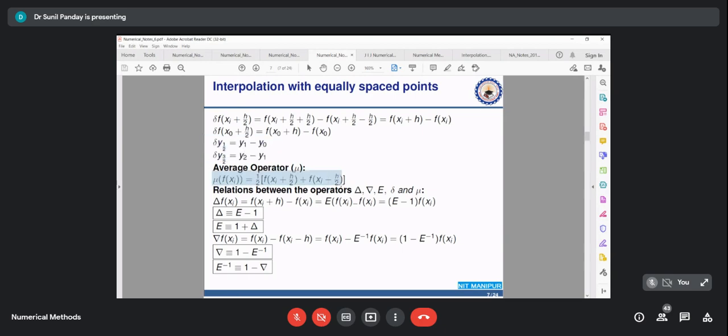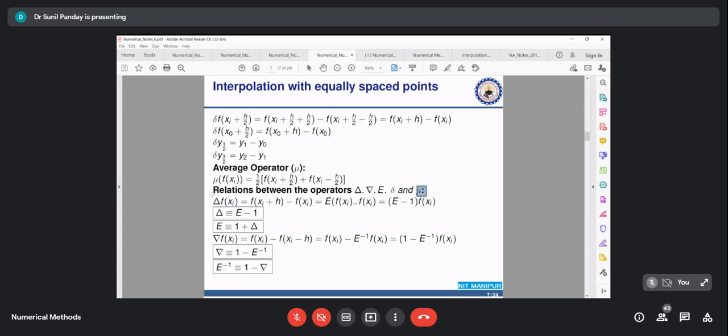Then we have another operator known as the average operator, and we represent this by mu. Mu of f of xi is 1 by 2 times f of xi plus h by 2 plus f of xi minus h by 2. Now we calculate the relation between these five operators: delta, nabla, E, the central difference operator, and mu.